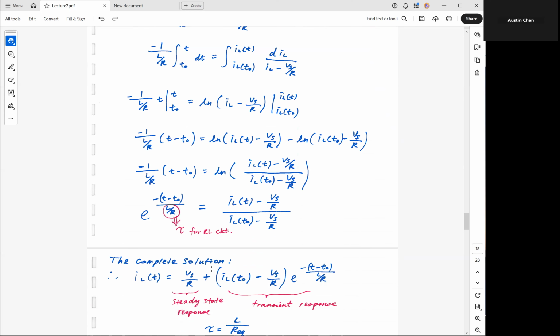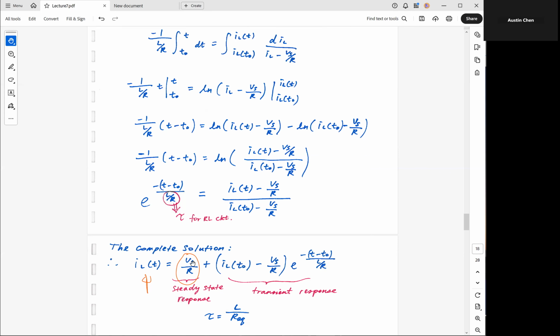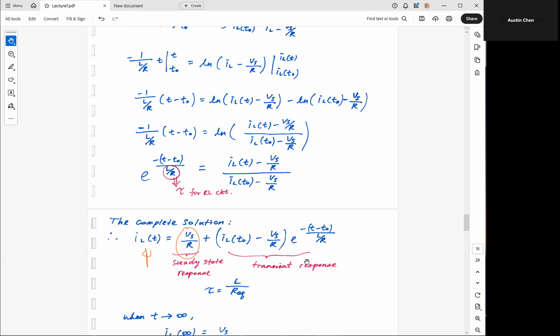So for the complete solution, we have IL of t, and this is equal to some, right? So this is current, so everything has to be in terms of current. It makes sense that I have some voltage divided by some resistor here. So this is my steady state response, or the steady state value, or the final value of this circuit, which is based on Vs divided by R. And then the rest is your transient response. Anything that is not steady state will be your transient response.